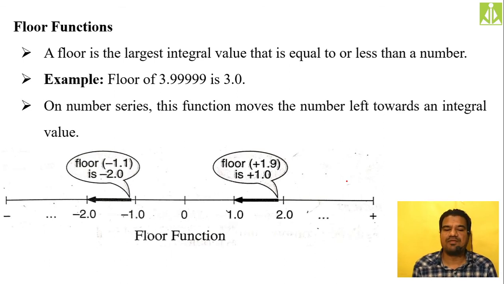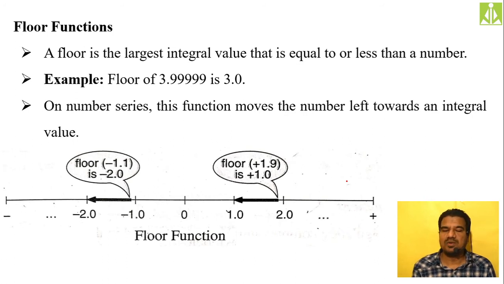So we can say a floor is the largest integral value that is equal to or less than a given number. Why are we saying equal? Because if you take ceil of 3, you will get 3 only, or if you take ceil of 4, you will get 4 only. That's the reason we are saying equal to or greater in case of ceil, equal to or lesser in case of floor.